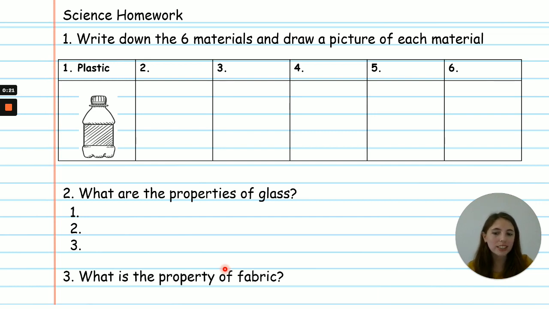And then question number 3, we say, what is the property of fabric? So write down question number 3. What is the property of fabric? We know that fabric only has 1 property. So write down the number 1.